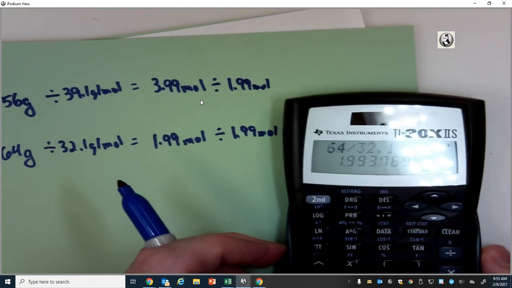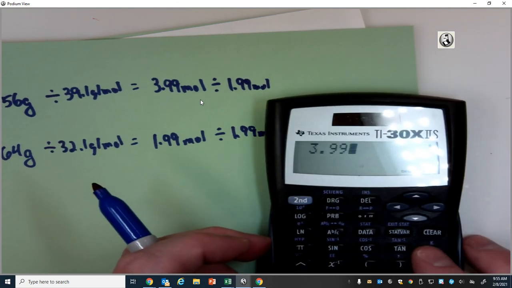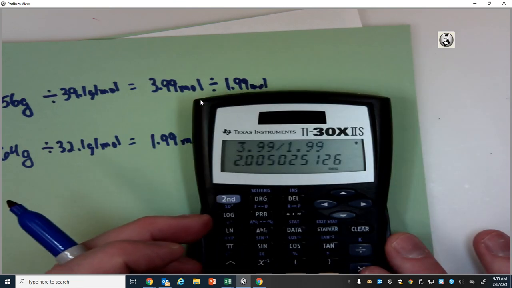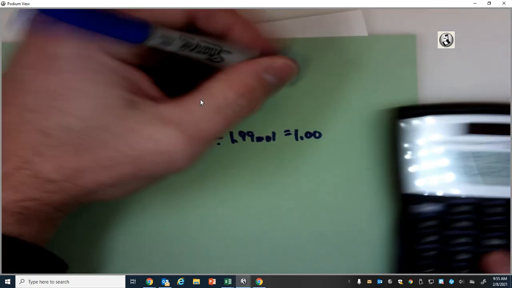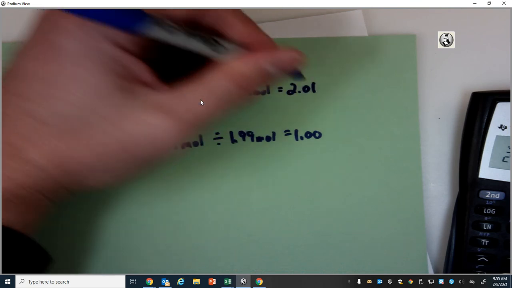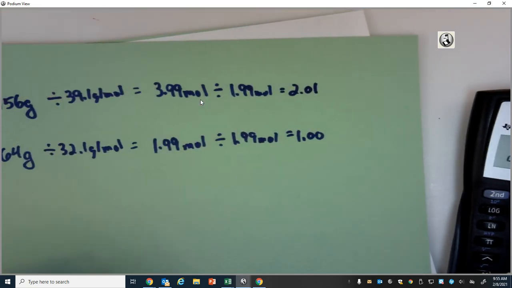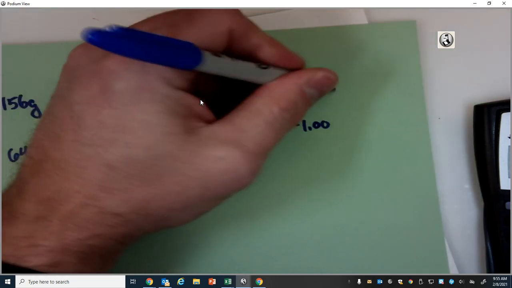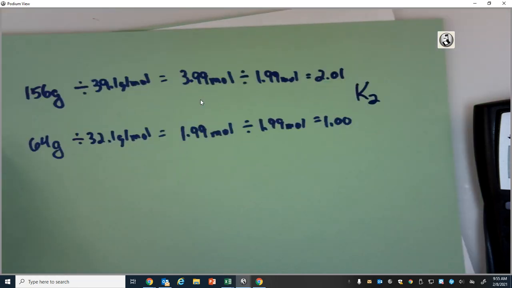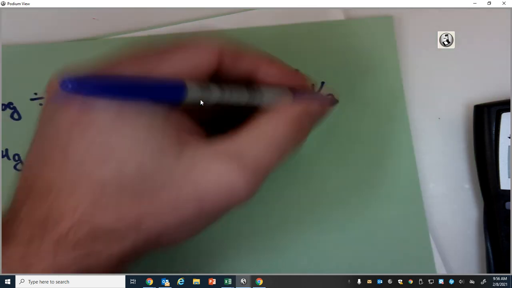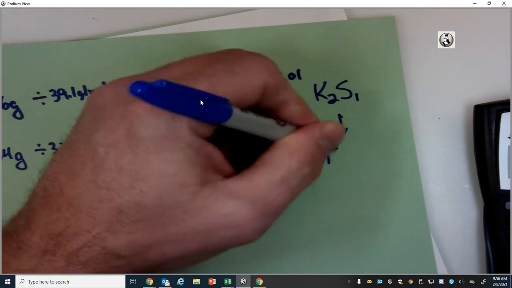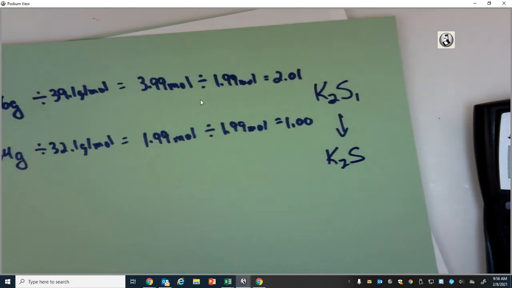3.99, I think we can do that math without a calculator, but I will still plug it in. It is 2.01. All right, close enough to 2 to call it 2. So what that means in this case is that K is going to have a subscript 2 and S is going to have a subscript 1. We can write it like that, but I will never write it like that. I will just go K2S.